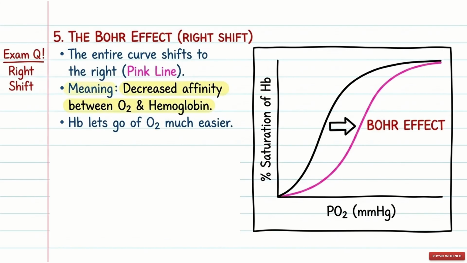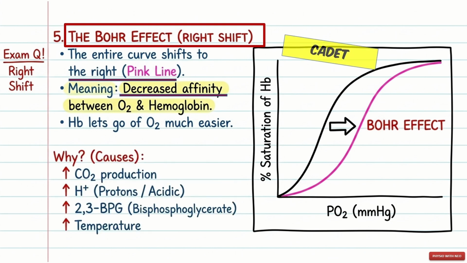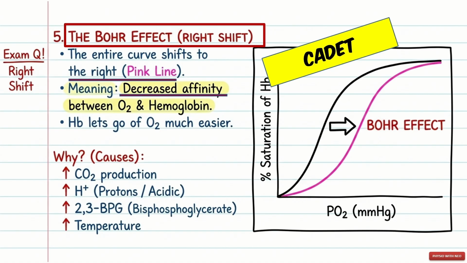Now let's cover the last part of the question, that is Bohr's effect. Here there is an entire curve shift to the right side. There is a new pink line. As you can see, there is decreased affinity between oxygen and hemoglobin. But what are the causes of this right shift? Remember CADET, that is increase in carbon dioxide, increase in acid, that is H plus ions, increase in 2,3-DPG, and elevation of the temperature causes this right shift.